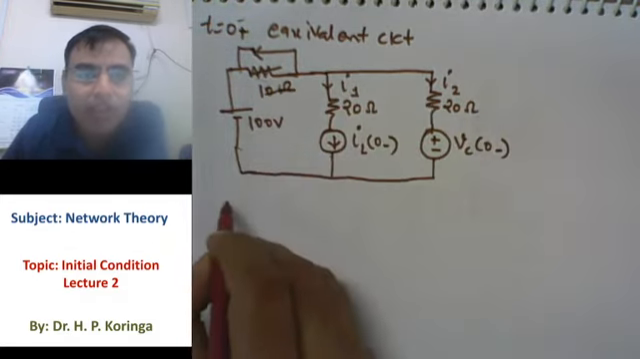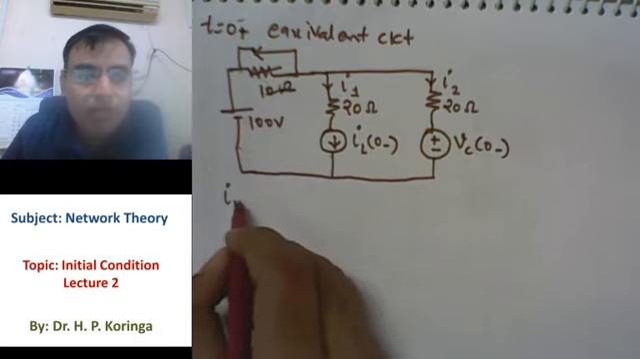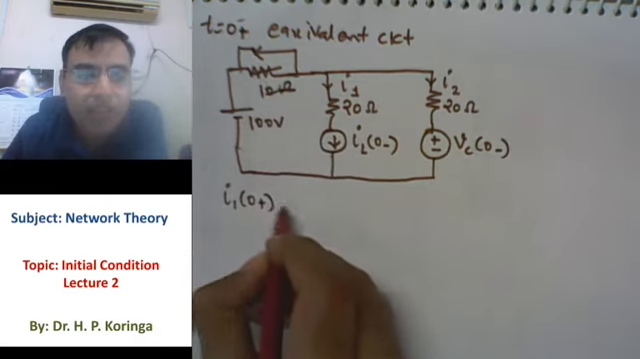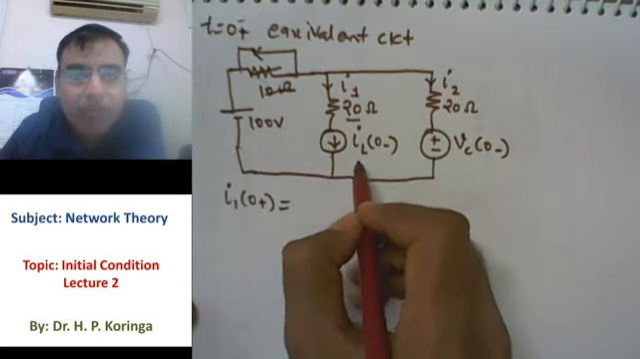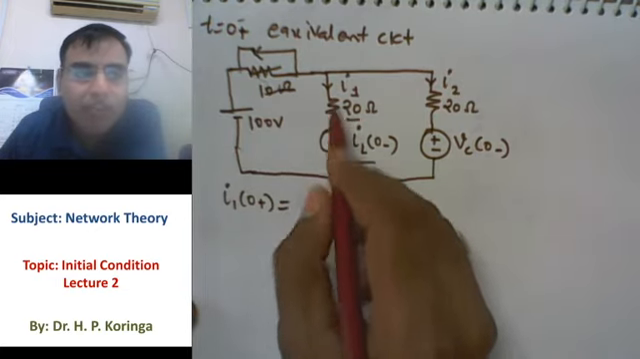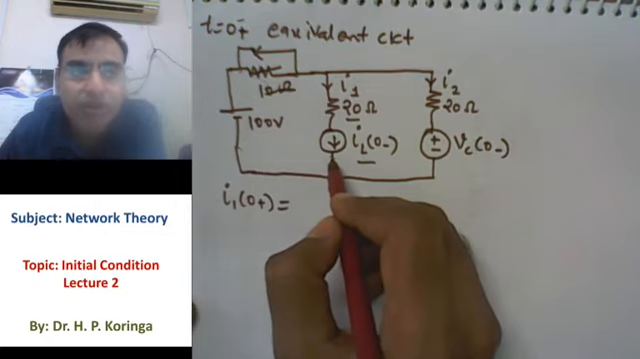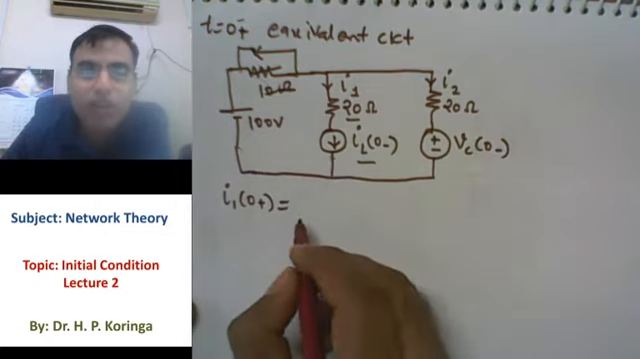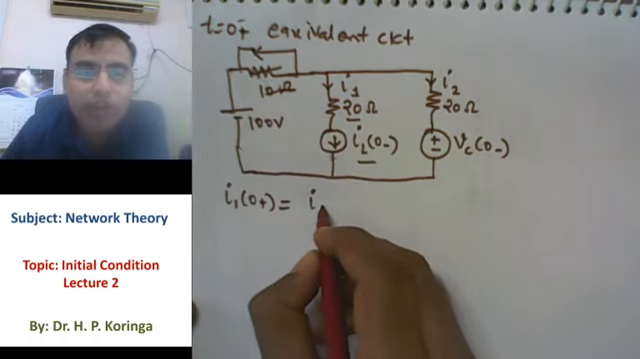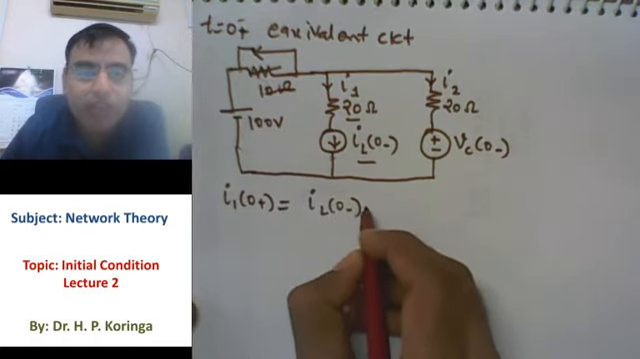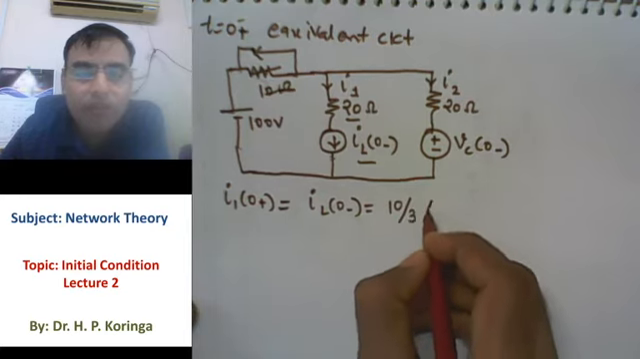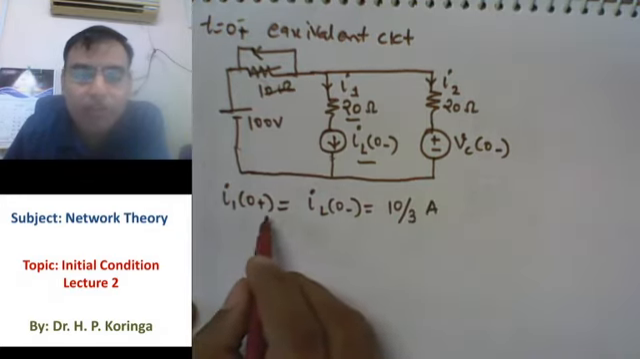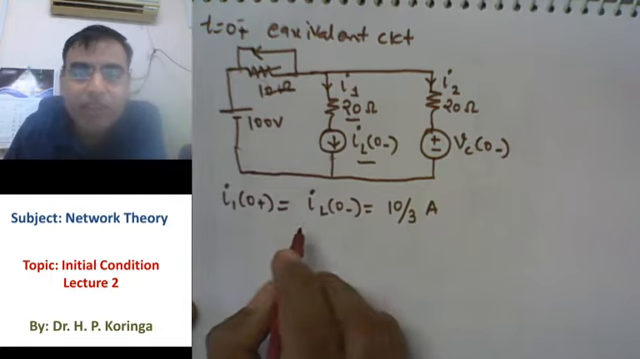So whatever the current, it is I1 of 0 plus. So what is I1 of 0 plus? It is the current passing in the branch which has the 20 ohm and the IL of 0 minus current source. In this branch there is the current source, so whatever the value of the current source is the current in this branch, right? So what is the value of the current source? The current source value is 10 by 3 ampere. So I1 of 0 plus is 10 by 3 ampere.